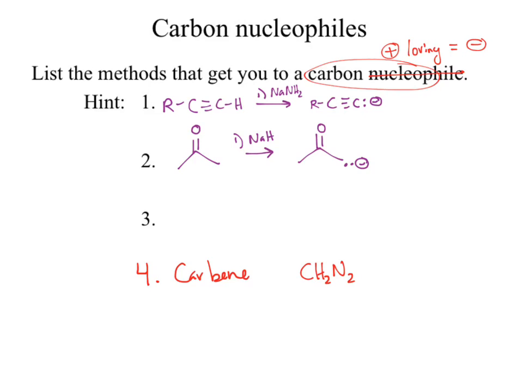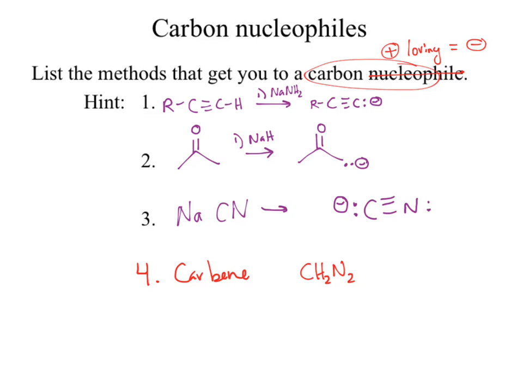Keto-enol tautomerization gets us a negative carbon. And the last one, which nobody ever remembers, but it's okay. Sodium cyanide, your nitrile. We draw out our Lewis structure on that. It actually starts negative. Okay. I think those are the only ones that you know as carbon nucleophiles.